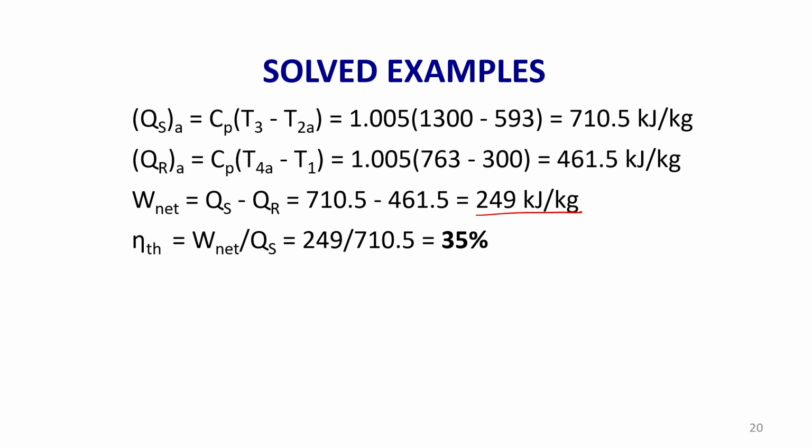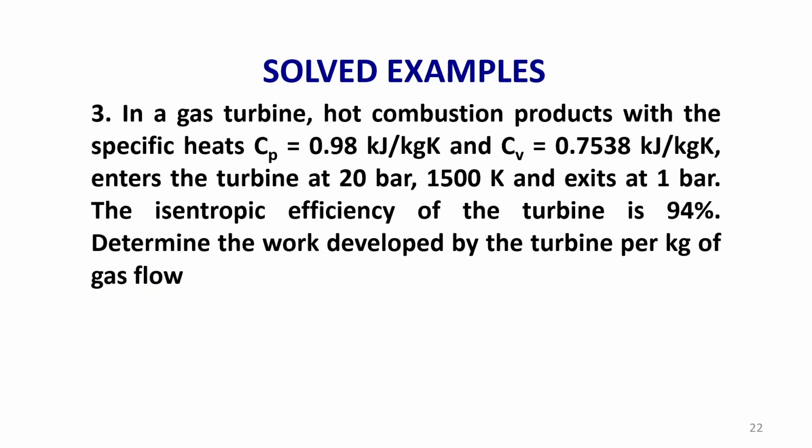As I said before, these values will drop further if the efficiency of the turbine and compressor is below 80 or 85%, whatever the numbers that are given for this example. And one more question is there. In a gas turbine, hot combustion products with the specific heats Cp and Cv given enter the turbine at 20 bar, 1500 Kelvin and exit at 1 bar. The isentropic efficiency of the turbine is 94%. Determine the work developed by the turbine per kg of flow.